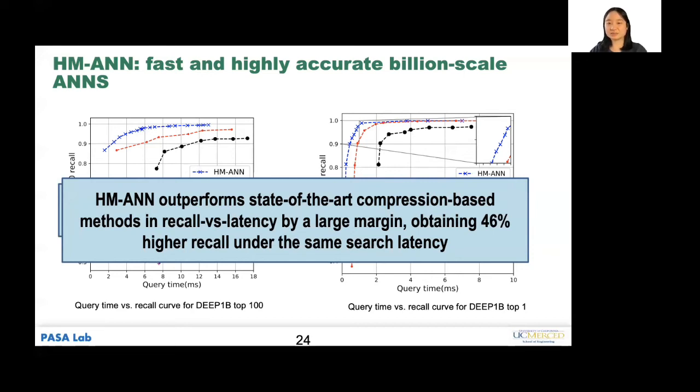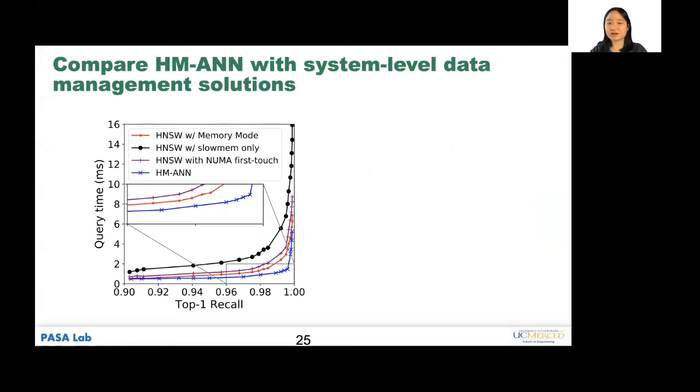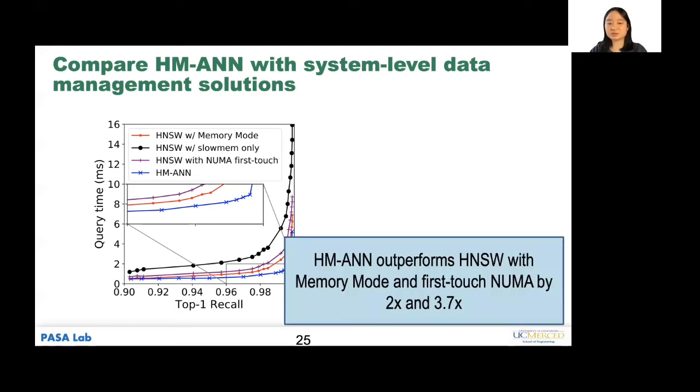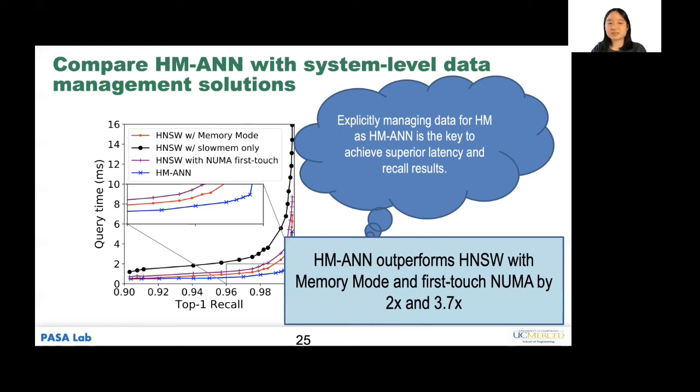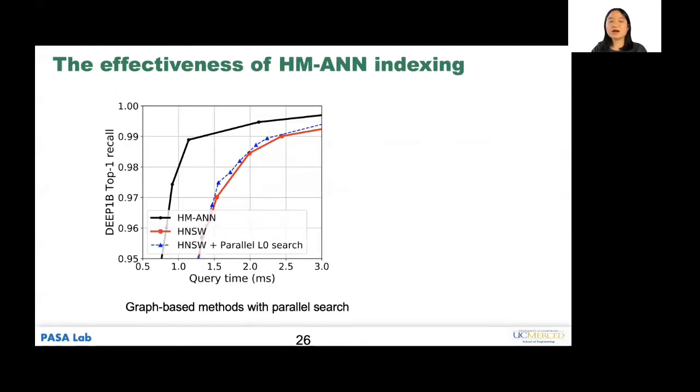We further compare HMAN with HNSW by using memory mode, first touch NUMA, and the slow memory only environment. The figure shows that HMAN outperforms HNSW with memory mode and first touch NUMA by 2 and 3.7 times. This result indicates that explicitly managing data for heterogeneous memory, as HMAN does, is the key to achieving superior latency and recall. We further evaluate the effectiveness of the HMAN indexing algorithm.